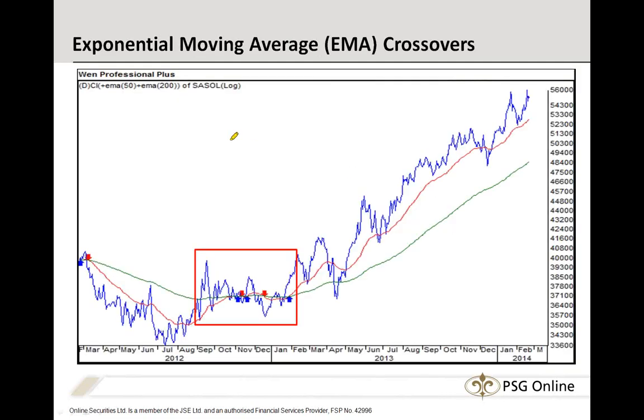So here we go. I like to use a 50-day and a 200-day moving average. The disadvantage is in the sideways market, so you'll see in the next graph how you compensate for that.